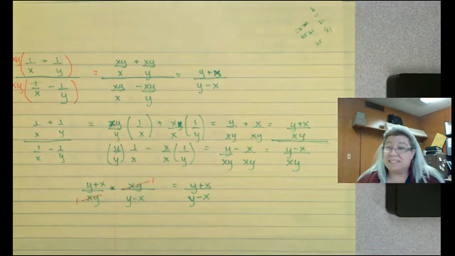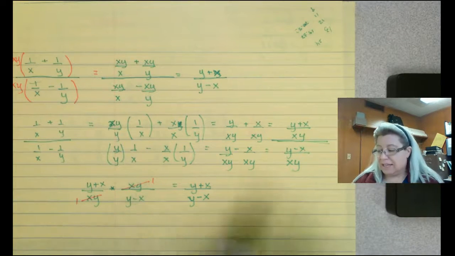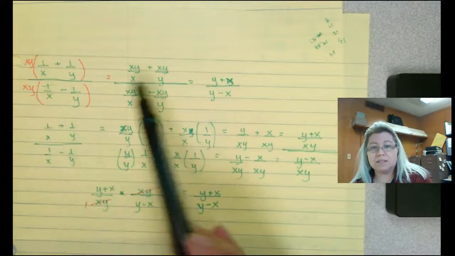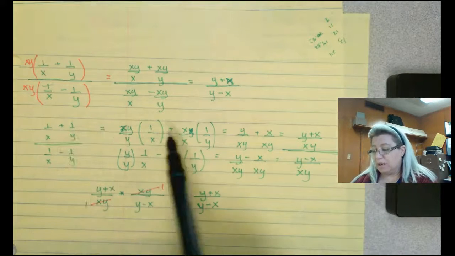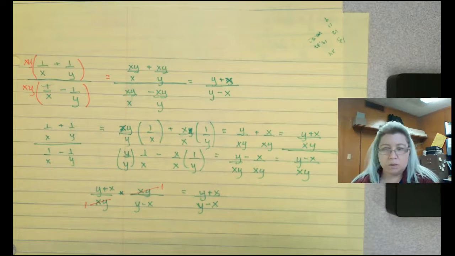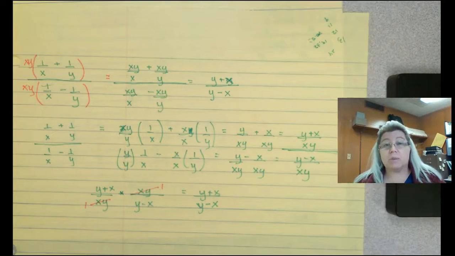Now, depending on the problem will kind of determine which method you use. In this case, it looked like multiplying through by the LCD was a little bit faster than finding a common denominator, then reducing, then flipping and multiplying by the reciprocal. But that's not always the case. It's just a method that we can use.